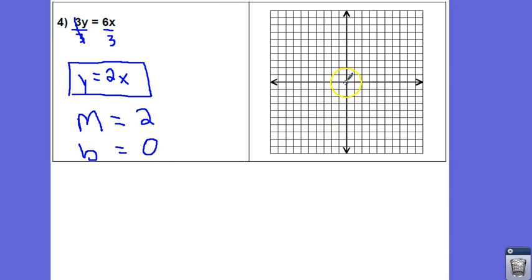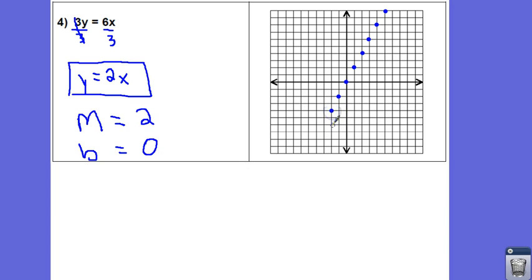So with this, now we just graph it. So our y-intercept is 0, so that's going to literally be right there at the origin. And so now we're going to go up 2, right 1. Okay, so up 2, right 1, and then we'll just continue doing that until we get to the top of our graph. And then we'll do the same thing going to the bottom. We'll go down 2, left 1.